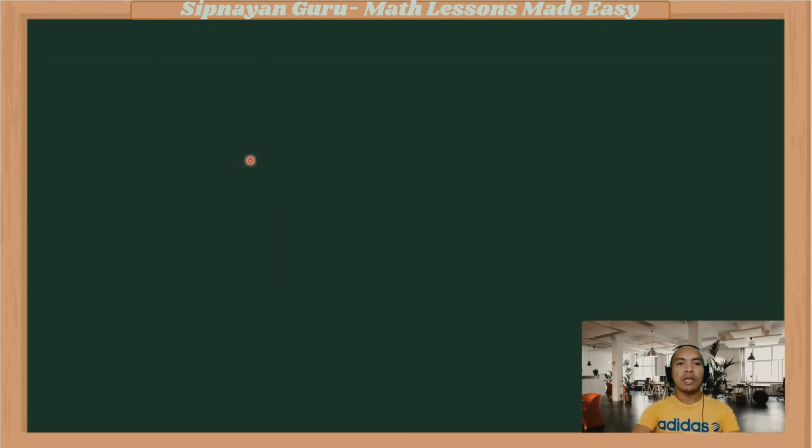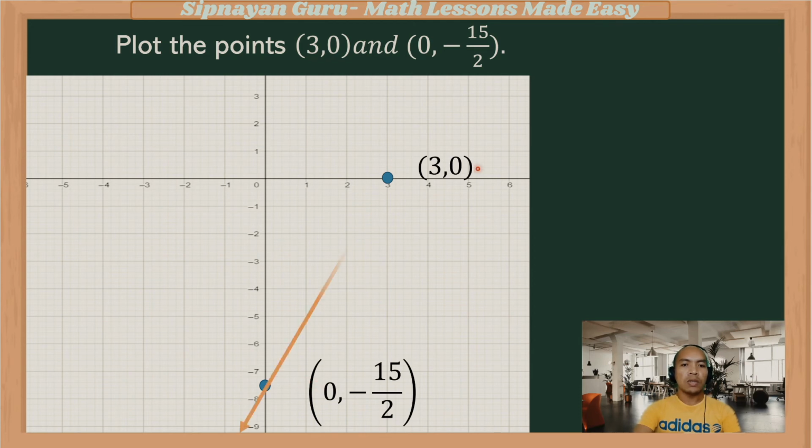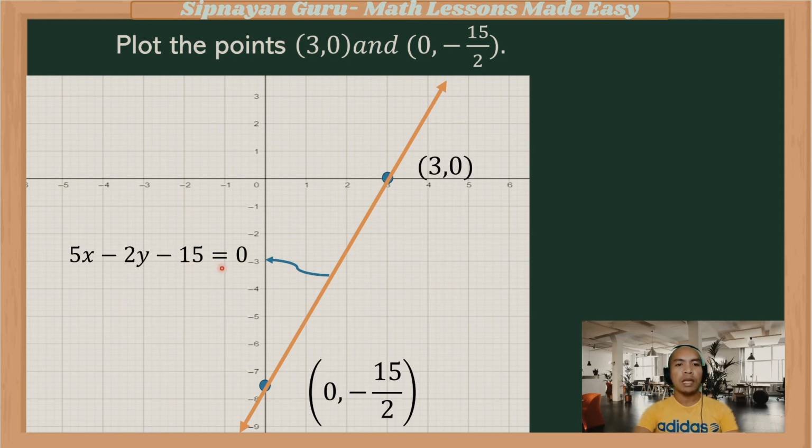Let's graph those coordinates in the Cartesian plane. So 3 and 0 would be here. So 0 and negative 15 over 2, which is 7.5. So if this is 6, this is 7. So 7.5 is here. Okay. So this is now the coordinate. Connect them. So this is the graph of the equation 5x minus 2y minus 15 is equal to 0.